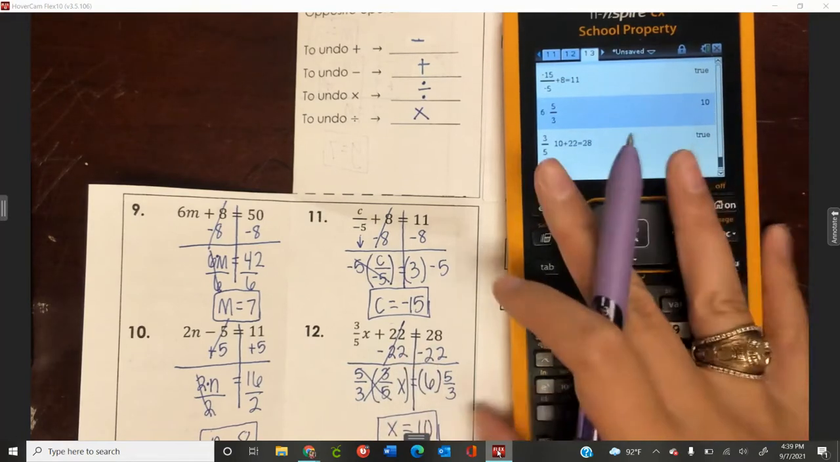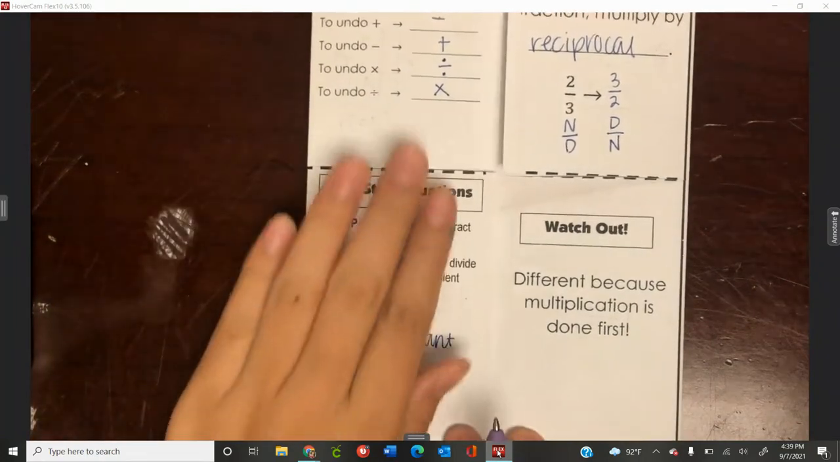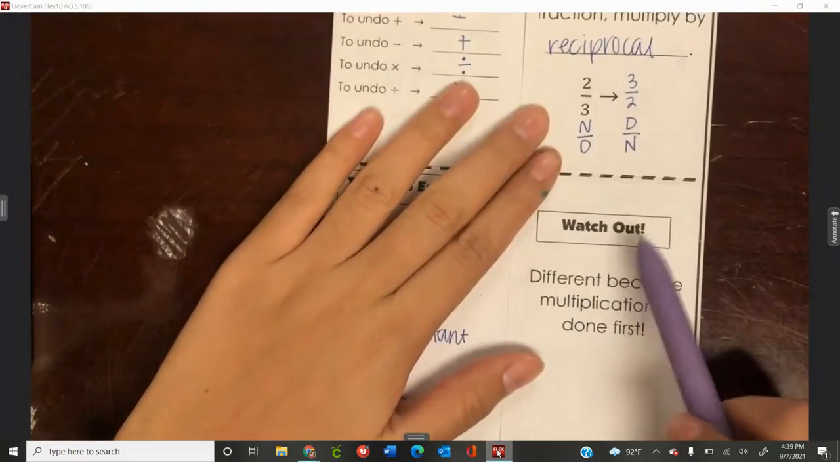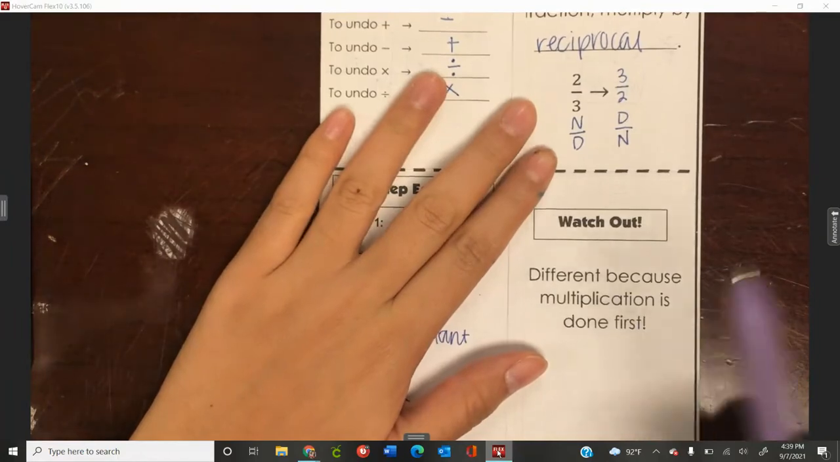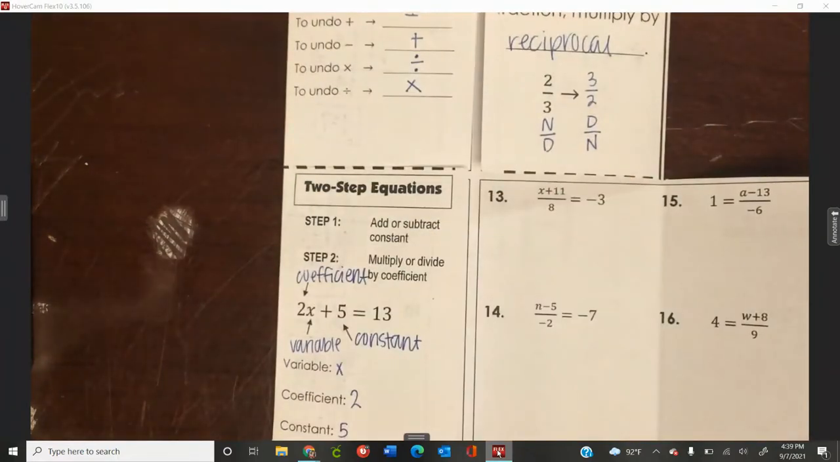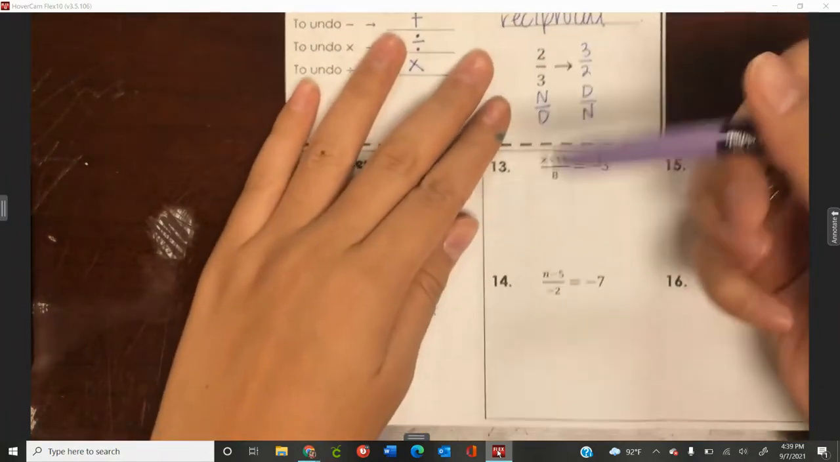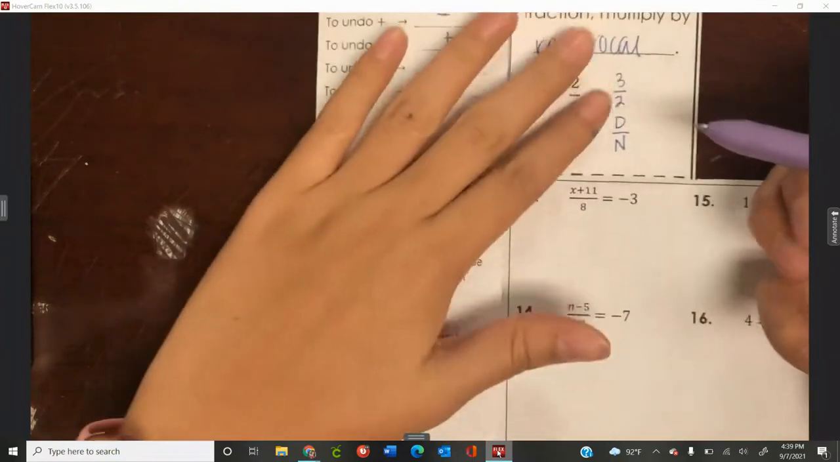Pressing enter, this does return true, so here x does equal 10. So now there's a few special cases that we need to watch out for, because it's different because multiplication needs to be done first. And that is because everything is divided by 8. So to undo division, we have to multiply.